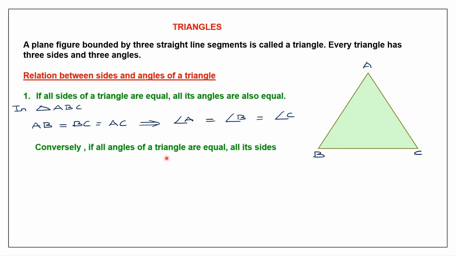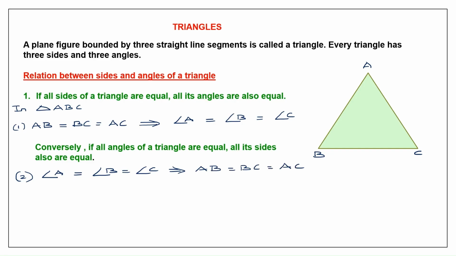Okay, so if all sides are equal, their angles also will be equal. Conversely, if all angles of a triangle are equal, all its sides also will be equal. So this is the first case. Now in the second case, it's just a converse of the previous one. That is, if angle A is equal to angle B and is equal to angle C, this implies that the sides also are equal. That means AB will be equal to BC and this will be equal to AC. So this is the first relation between sides and angles. When all sides are equal, all the angles are also equal.